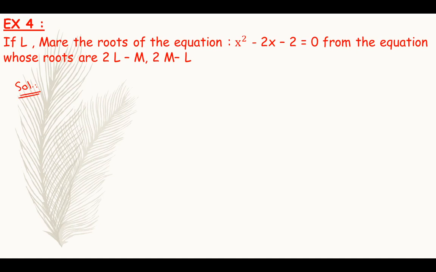The old equation x squared minus 2x minus 2 has two roots. Their sum L plus M equals negative b over a, negative negative 2 over a, which equals 2. The product of the two roots will be LM, and the product will be c over a, negative 2 over 1, which equals negative 2. New equation. The new equation has two roots. One of them is 2L minus M, and the other root will be 2M minus L.